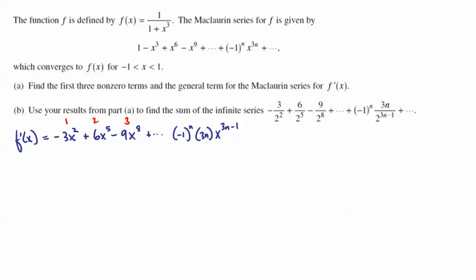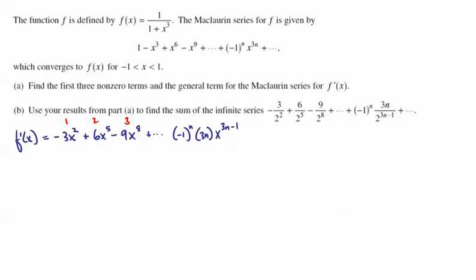Alright, the next thing that we want to do here is to use our results from part A to find the sum of the infinite series. Now, what we have there looks very close. The signs are all in the right places. The 3, the 6, the 9 are all in the right places. The exponents, square, fifth, eighth power, are all good.